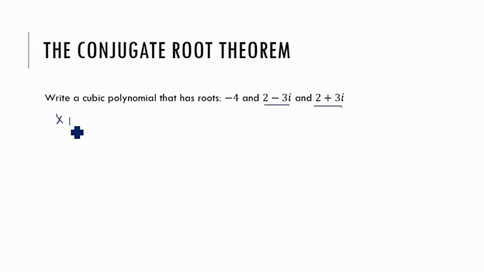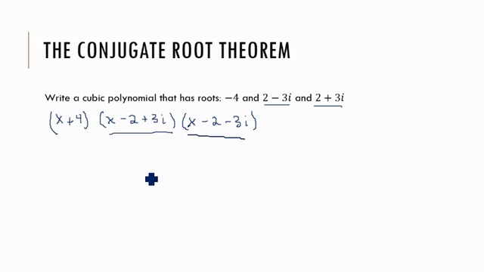So x plus 4 is a factor. X minus 2 plus 3i is a factor. And x minus 2 minus 3i is a factor. Just like I said in the other one, it is easiest to multiply these two first so that we can get those i's to cancel out, just like we got the radicals to cancel out.